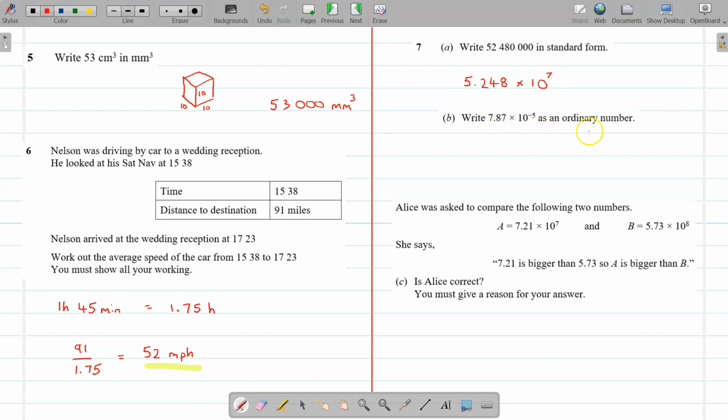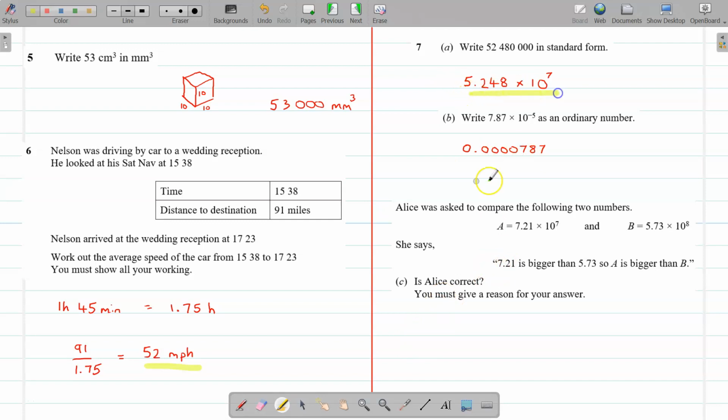Now, write that number as an ordinary number. So I've got to start with 787 and count backwards 5 places. So I'm going to end up with a 0. Then I'm going to have another 4 zeros, then the 7, and then the 8, 7. You can check that back because from here that point goes 1, 2, 3, 4, 5 to put it into standard form. So that's the answer to that one.